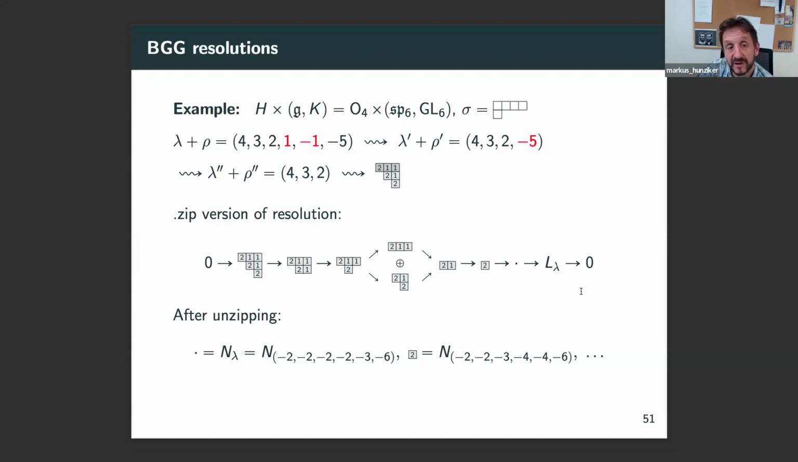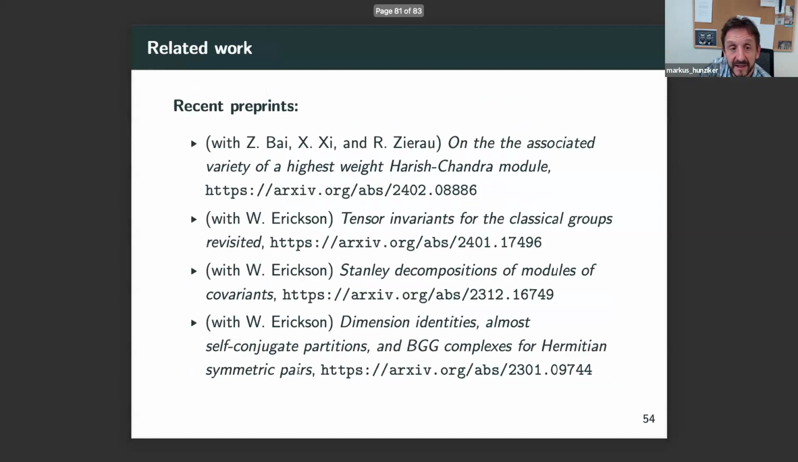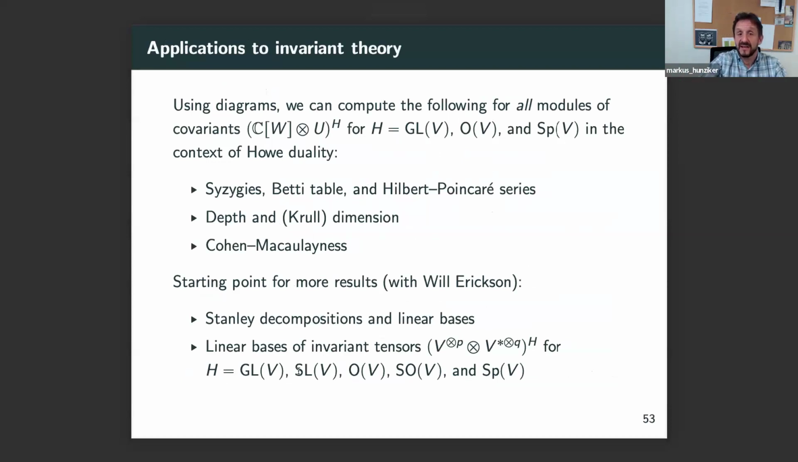This gives you, as before, completely the resolutions, or as I call it, the compressed resolution. And you can decompress everything, unzip it, and by putting things in a Betti table, you can compute Hilbert series. If you translate it back to the modules of covariants, this gives you Hilbert series for all these modules of covariants, and all the syzygies if you write down what the maps would be. So using these diagrams, we can compute the syzygies, Betti tables and Hilbert-Poincare series of all these modules of covariants in the context of Howe duality or Weyl's fundamental theorems. I can compute things like the depth and the dimension, and whether something is Cohen-Macaulay. These modules are not always Cohen-Macaulay.